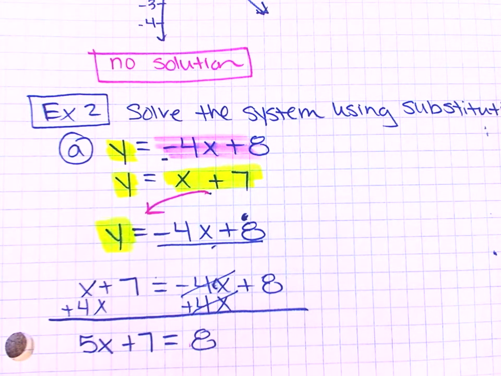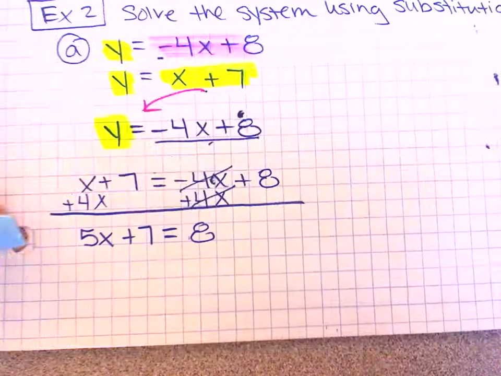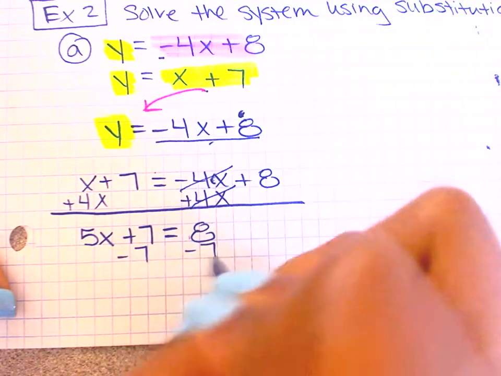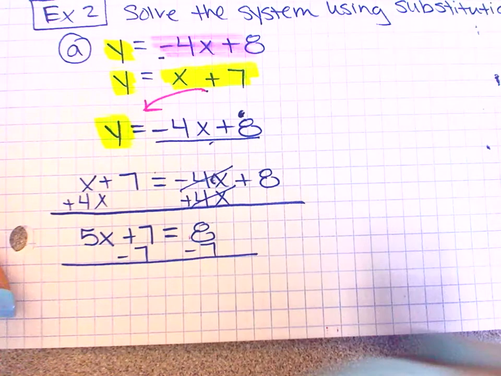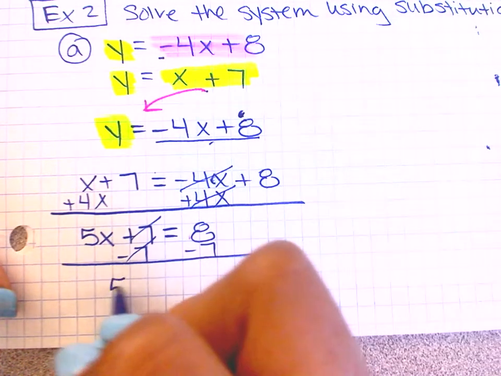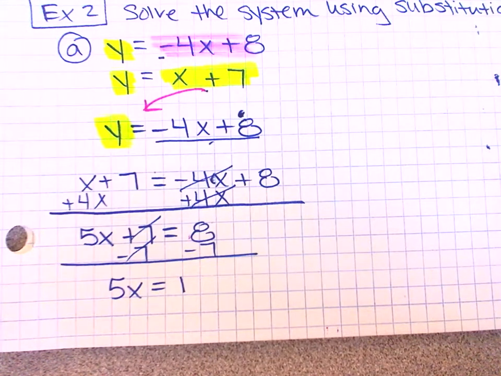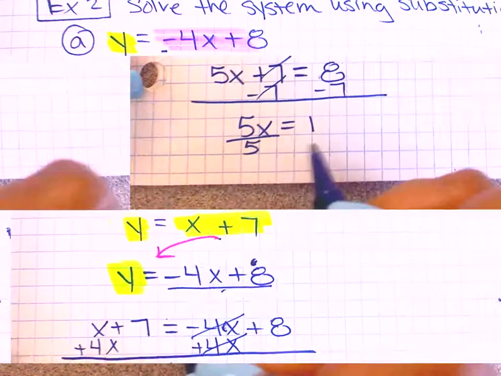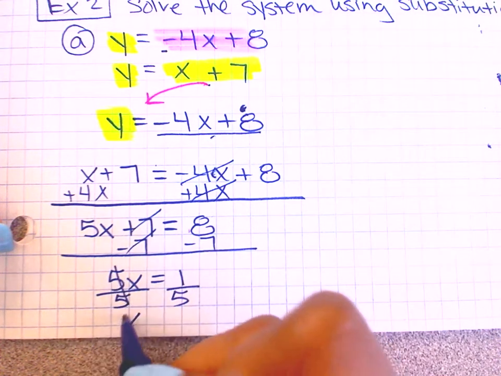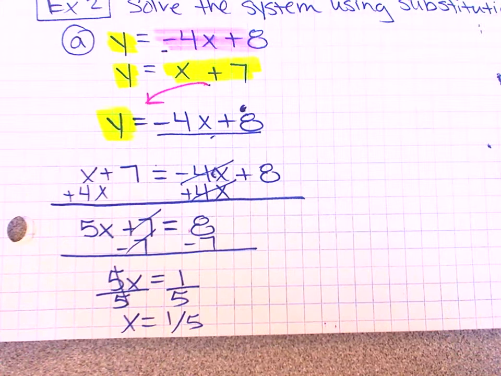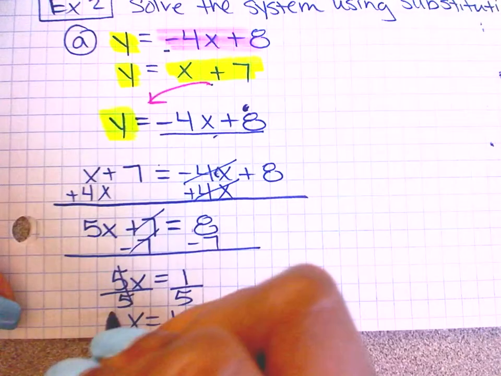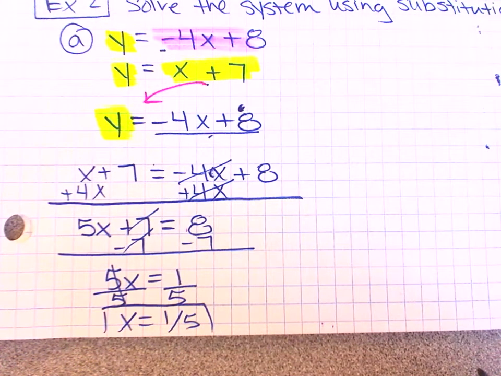Next thing I need to do is isolate the variable, so I'm going to subtract 7 from both sides. Those cancel, so I'm left with 5x equals 1. And lastly, divide by 5 on both sides to isolate the variable. X equals 1/5. Well, I have a number for x, 1/5, but I don't have a number for y. So this is just the first part. I have x, now I need to find y.